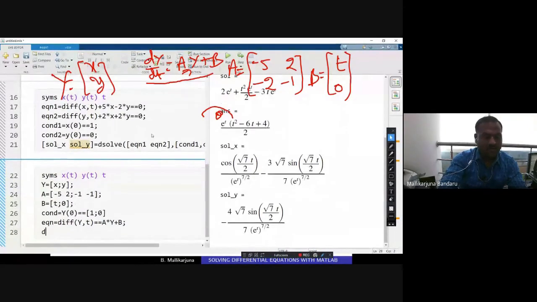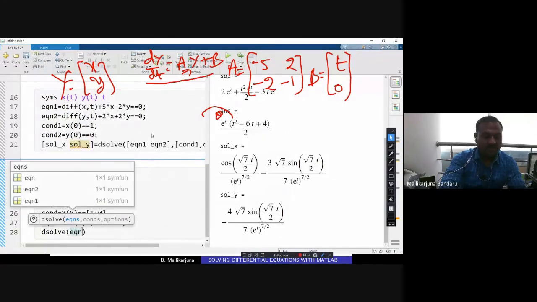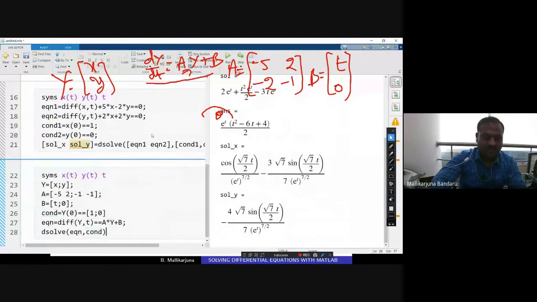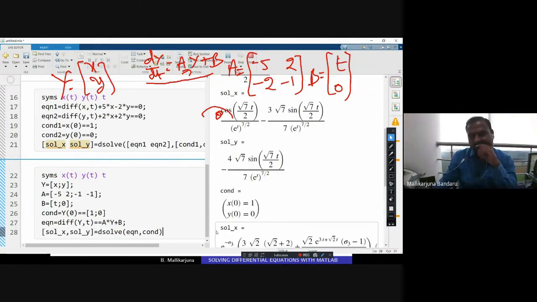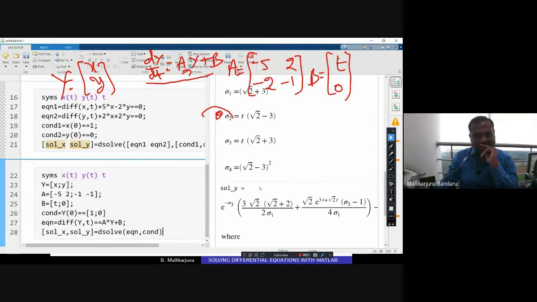Now solve the equation and condition. Will we get the solution? Let us try. Because we should give two different executions, the solution of x and the solution of y. So I think better we simplify the solution.